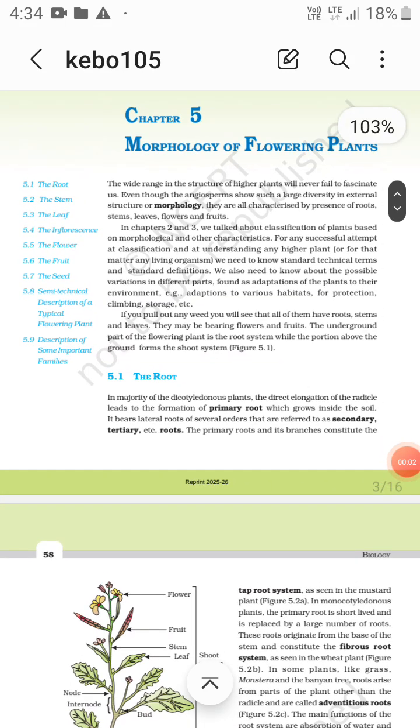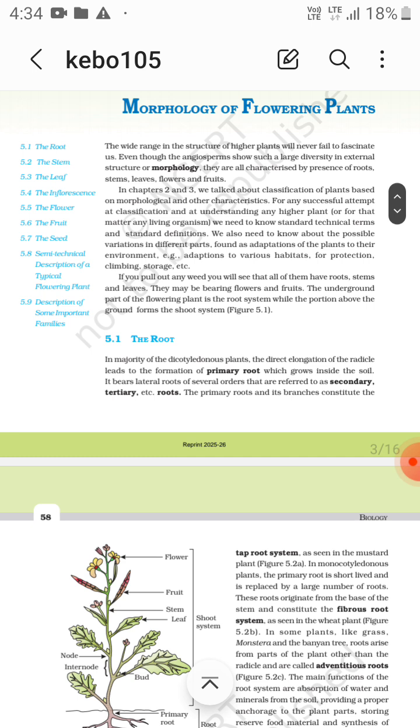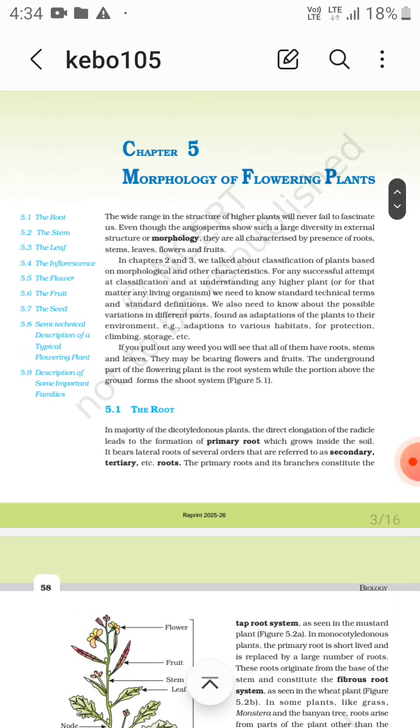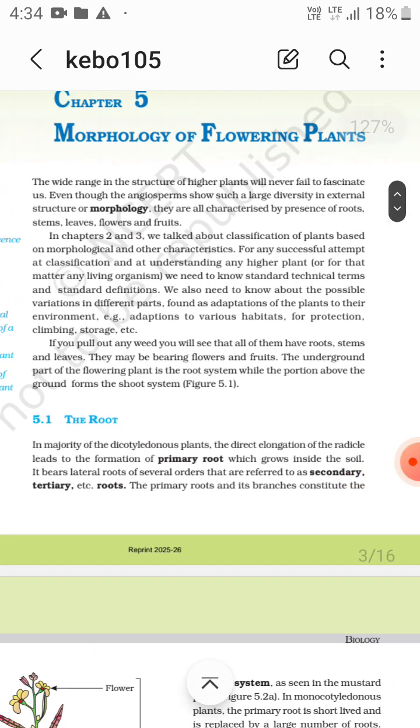Okay, so morphology of flowering plants, right? We are going to study the root, the stem, the leaf, the inflorescence, the flower, the fruit, the seed, semi-technical description of a typical flowering plant, and description of some important families, right? Only Solanaceae. Morphology of flowering plants. Morphology is just the external structure, right?